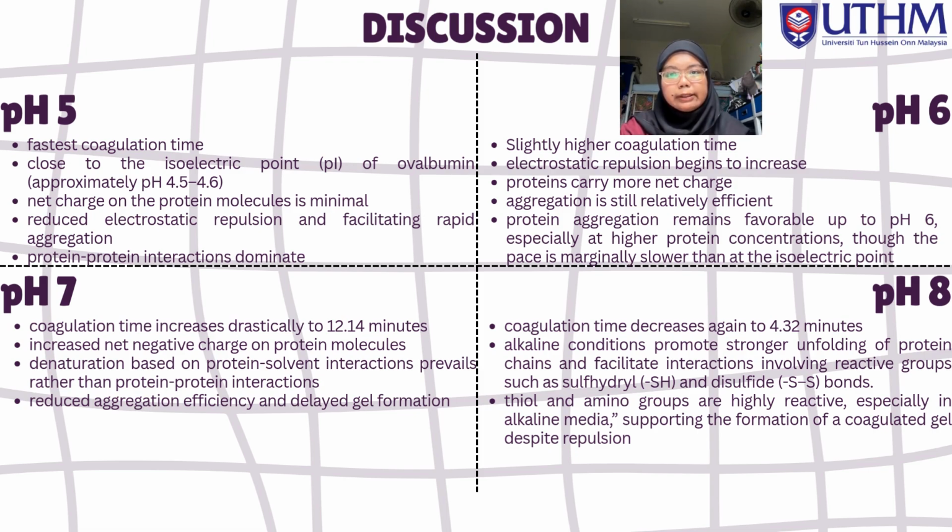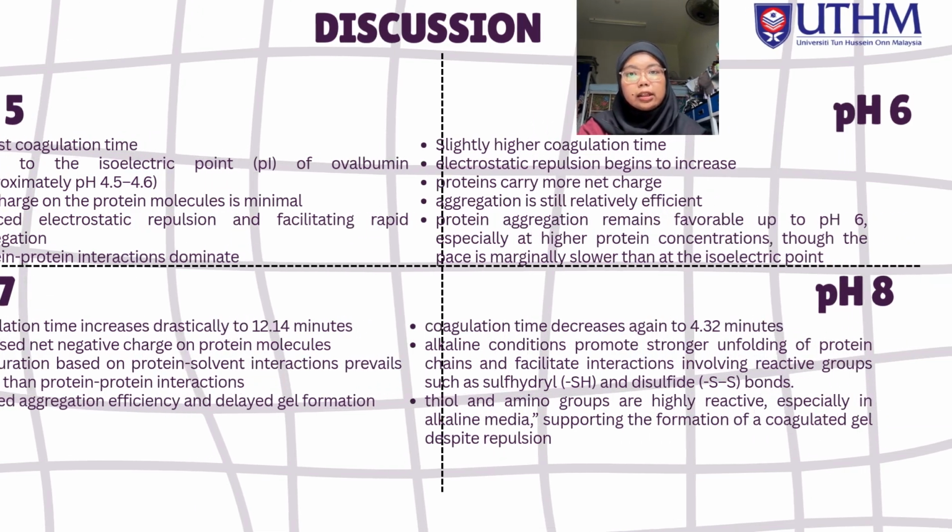Near the isoelectric point, which is pH 5, aggregation is fast due to minimal charge repulsion. At neutral pH, increased solubility and strong repulsion between negatively charged proteins delay coagulation. In alkaline condition, which is pH 8, chemical reactivity compensates for electrostatic repulsion, enabling faster gel formation than at pH 7. This behavior highlights the importance of electrostatic forces, molecular unfolding, and functional group interaction in the coagulation process.